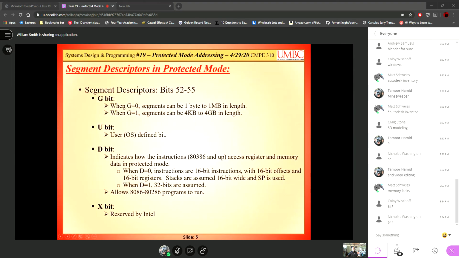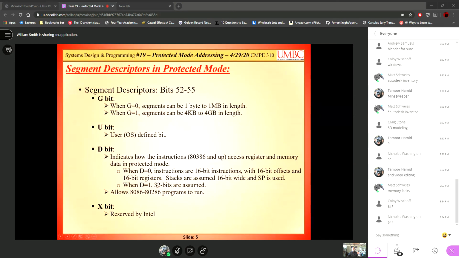So the G bit segments can be 1 byte to 1 megabyte in length. When G is set to 1, your upper end is going to increase, but your lower end is going to increase as well. So when the bit is set, then you have less granularity, but more memory space. When the bit is set to 0, you've got more granularity, but less address space. There's a user-defined bit. I honestly don't know what that's for, guys, but that's there. The D bit indicates how the instructions access register and memory data in protected mode. When D equals 0, the instructions are 16-bit instructions with 16-bit offsets and 16-bit registers.